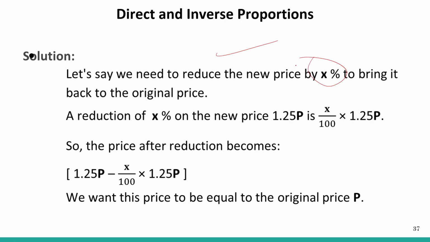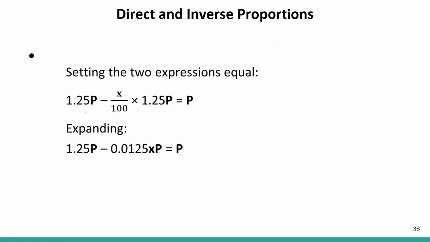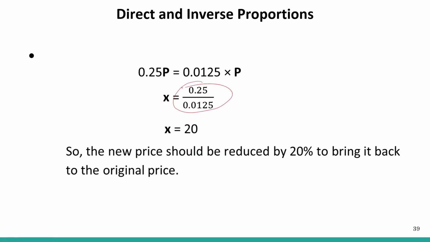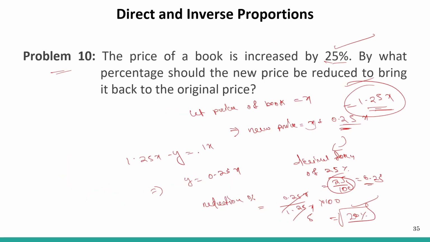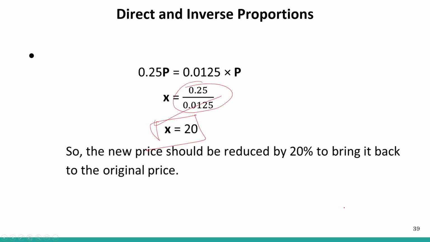So let's say we need to reduce the new price by x% to bring it back to the original price. So x% will be what? 1.25p minus x by 100 into 1.25p. So we want this price to be equal to p. So expanding further, 1.25p minus 0.0125xp is equal to p. So this is equal to 0.25 by 0.0125, which is nothing but x is equal to 20, right? So we have already arrived at the conclusion that you need to reduce the price by 20%.